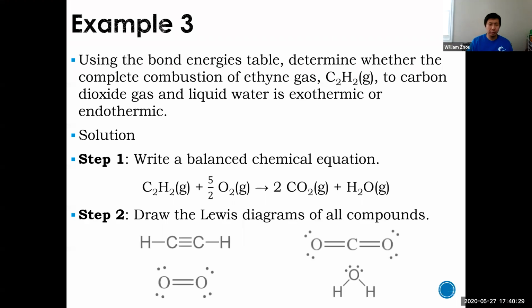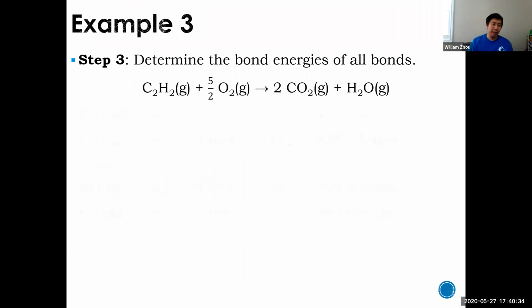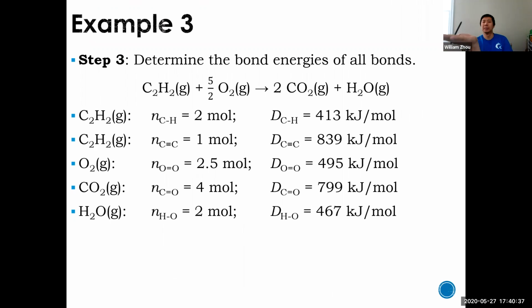All right, so once you write the balanced equation, you draw the Lewis diagram, it's time to bust out the table and figure this out. So for the first one, ethine, C2H2. Inside of an ethine molecule, you have 2 CH bonds. Each carbon has 1 hydrogen attached to it, so that's 2 moles. And a CH bond is 413 kilojoules per mole. And ethine will have 1 triple bond between the carbons, and so 1 mole of a triple bond between the carbons is 839 kilojoules per mole.